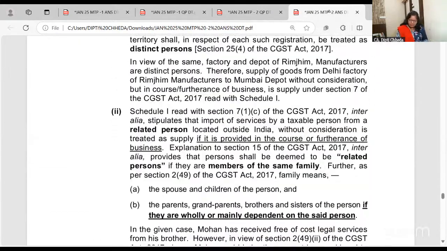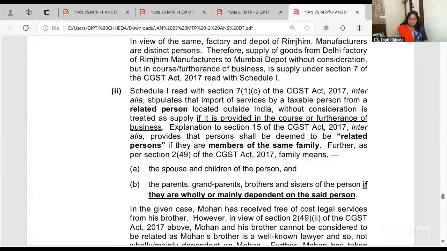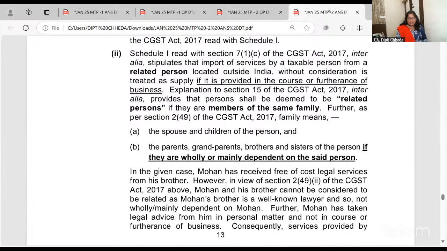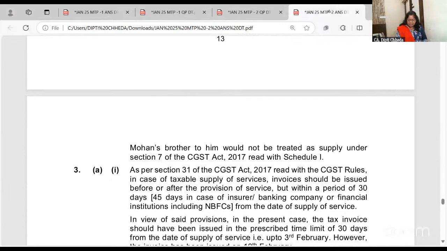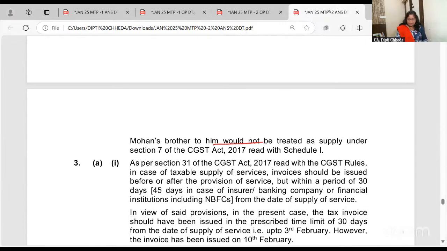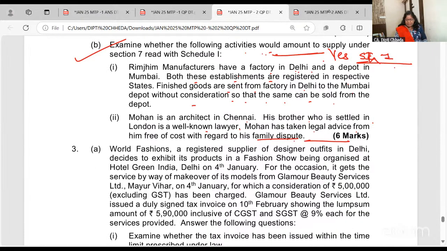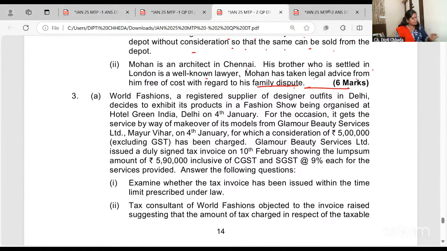Read it, not so much in detail, but at least important things if you can write. Section 7(1)(c) or whatever you write as per CGST Act, if you quote, you get good marks. Brother will not come in relative definition because he is not dependent. Moreover, it's personal service. Composition, always they will be asking some or the other question.